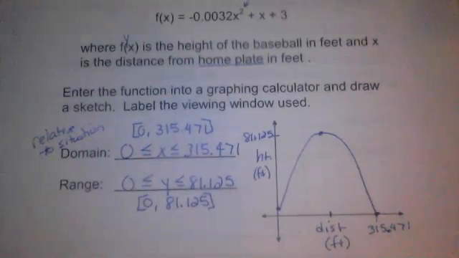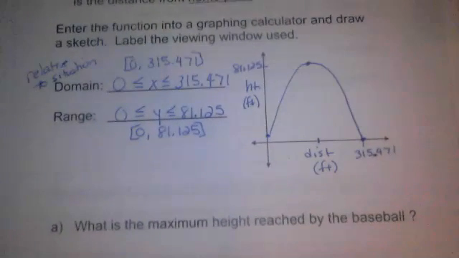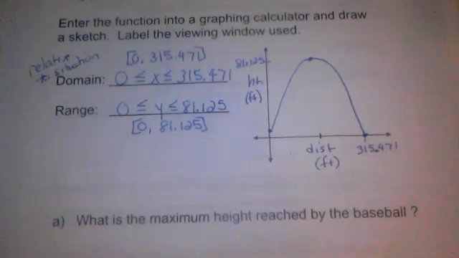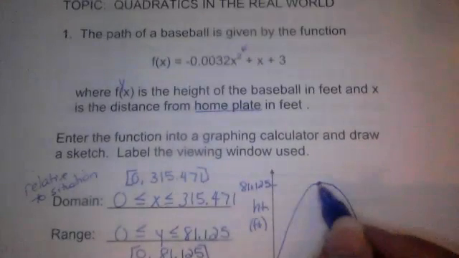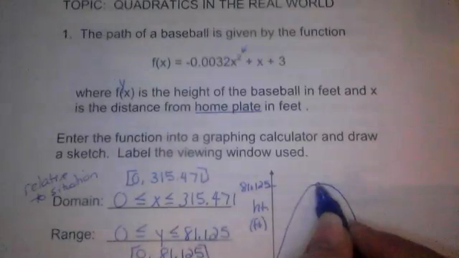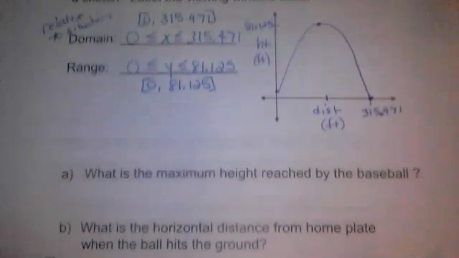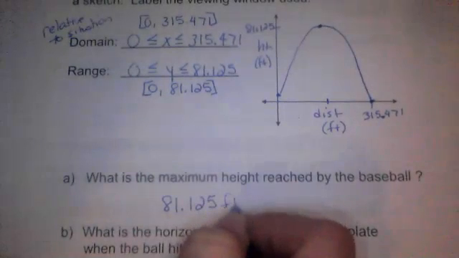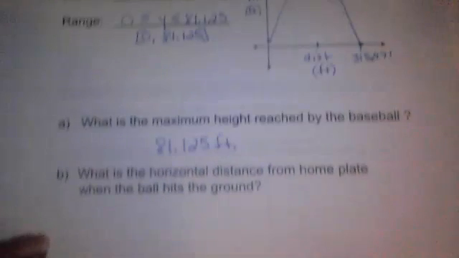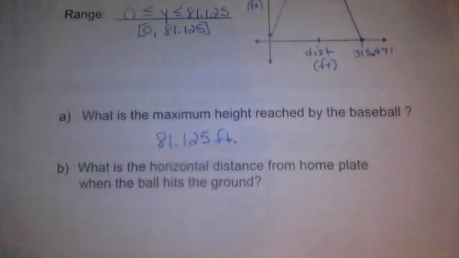So once we've got a good window and we have our information, we're going to look at our questions. It says, what is the maximum height reached by the baseball? Well, the maximum height would be what we just wrote up here for our maximum value of the range. So it's 81.125 feet.